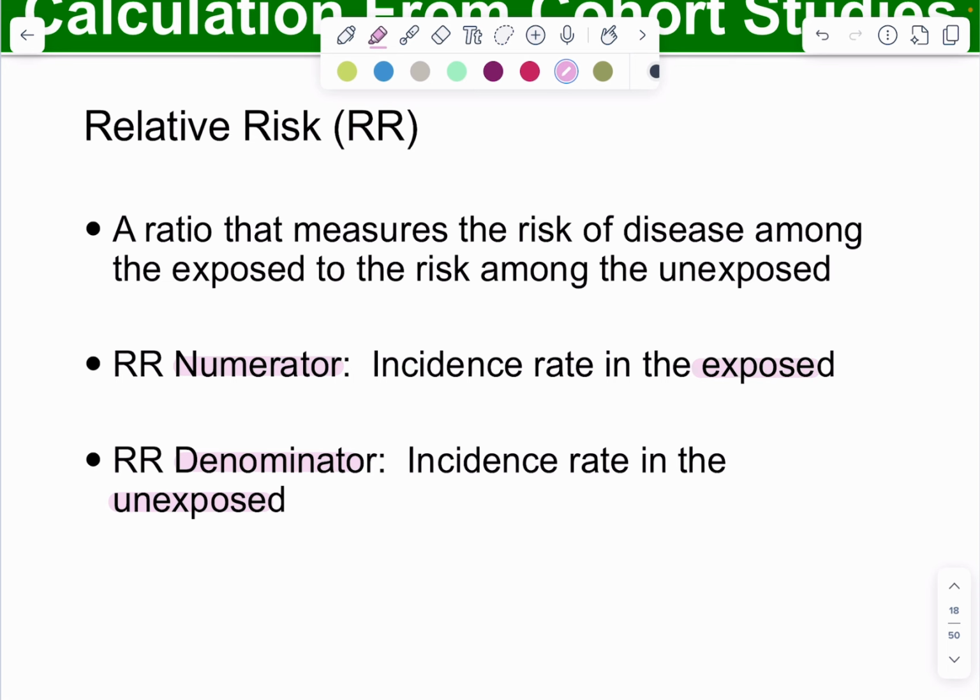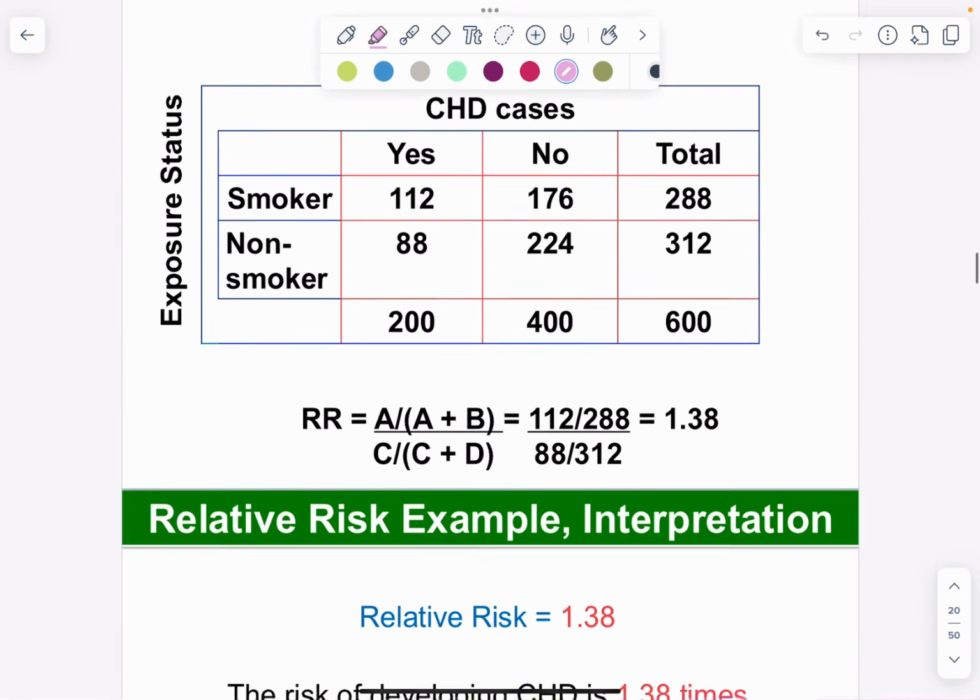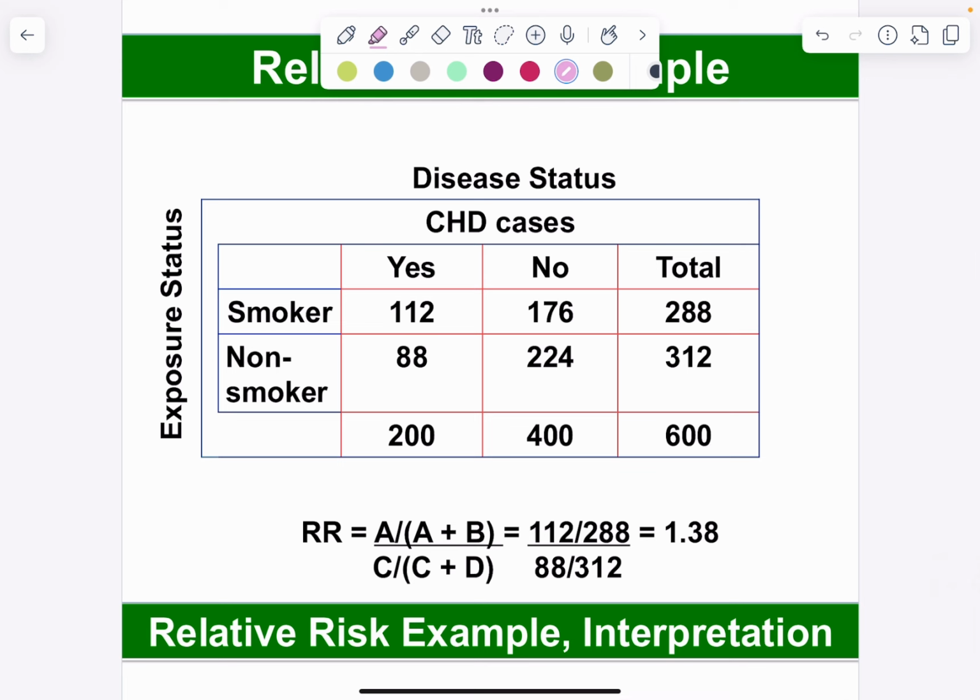So this 2 by 2 table. We have the exposure here, smokers and non-smokers, and the disease here, that is coronary heart disease. So we can calculate the relative risk by dividing the incidence. This is the incidence of the exposed, A divided by A plus B, and among the unexposed, we can calculate C divided by C plus D. Dividing both of them, we will get the relative risk. Here it's written again: A divided by A plus B, divided by C divided by C plus D.